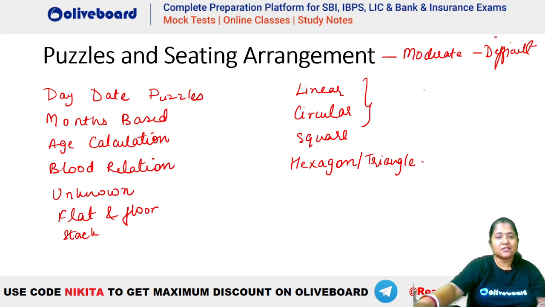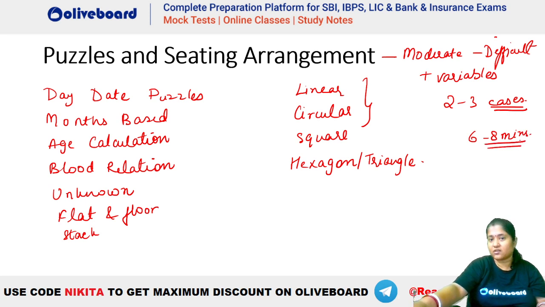There will be variables as well, right? So they will add variables in here. They will have at least 2 to 3 cases, मतलब 2-3 cases minimum बनेंगे ही बनेंगे, and on an average you will take around 6 to 8 minutes, minimum इतना लग जाएगा आपका एक puzzle solve करने में. So if right now you are able to do the questions within 8 to 10 minutes, that's absolutely okay, right?